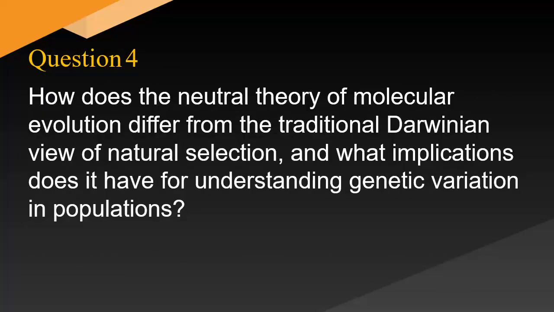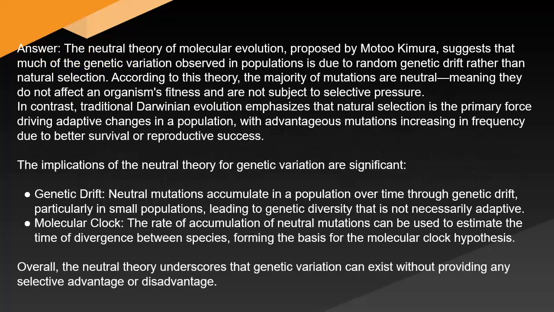How does the neutral theory of molecular evolution differ from the traditional Darwinian view of natural selection, and what implications does it have for understanding genetic variation in populations? Answer: The neutral theory of molecular evolution, proposed by Motoo Kimura, suggests that much of the genetic variation observed in populations is due to random genetic drift rather than natural selection.